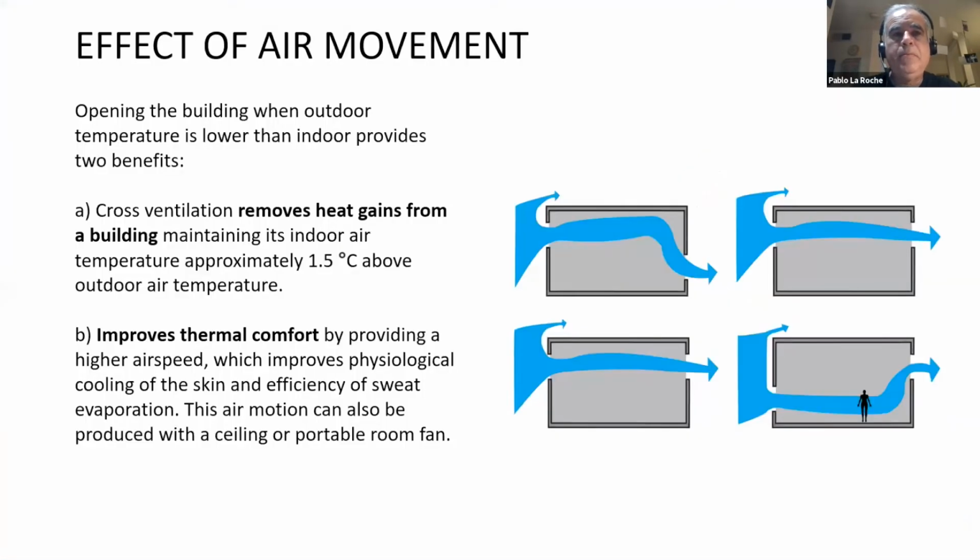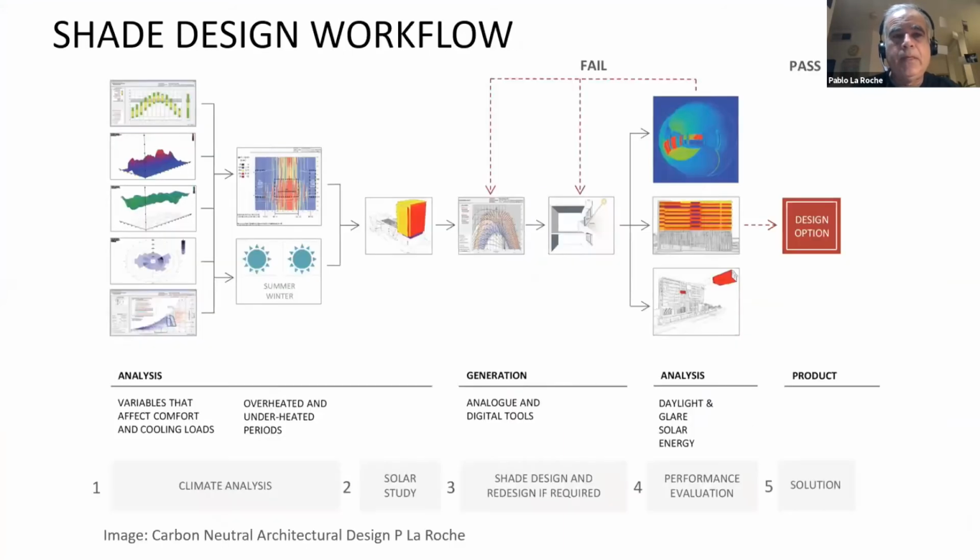And then we can maximize air movement, which is going to remove the heat from the interior of the building and also improve thermal comfort by improving the sweat evaporation from our skin. Shade, there are rules of thumb for shade, but I always think that it's important to develop some sort of workflow and understand climate. So do a climate analysis first.